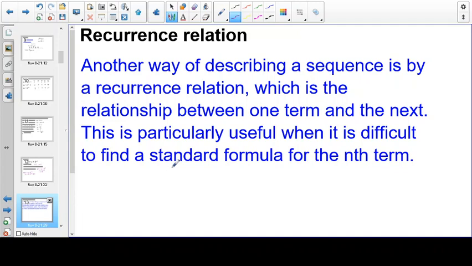So it's another way of describing a sequence using the relationship between the one term and the next. So it says it's particularly useful when it is difficult to find a standard formula for the nth term. So if it's not linear, if it's not quadratic, if it's a weird one like the Fibonacci sequence, there is no nth term for the Fibonacci sequence. All we can do is relate one term to the next, or in the Fibonacci sequence, one term to the next two.